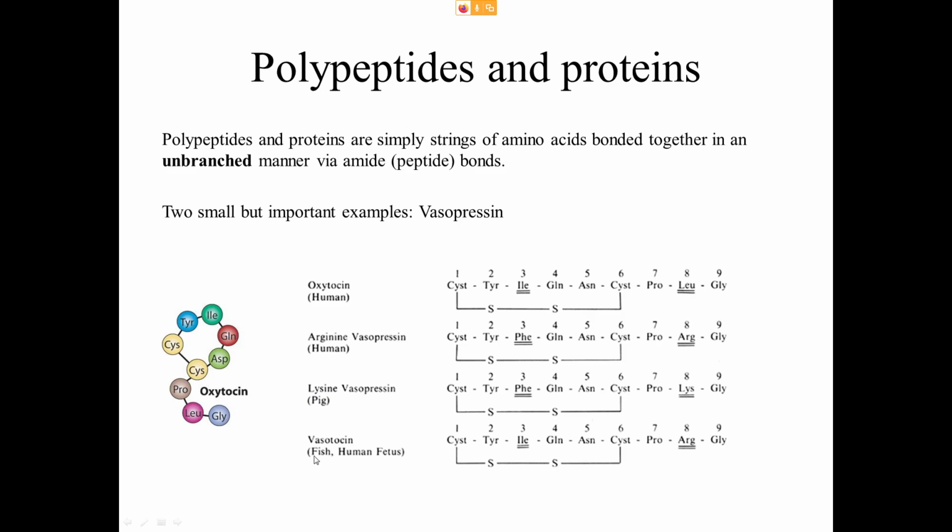And then there's one in fish, and it's also found in the human fetus, called vasotocin. It's kind of like we threw the words together and blended them up, because it has an isoleucine at position 3, like oxytocin, but it has an arginine at position 8, like vasopressin. So they call it vasotocin. Right? So it's similar, kind of a blend of the two. The disulfide bond is still present between numbers 1 and 6 in every case.